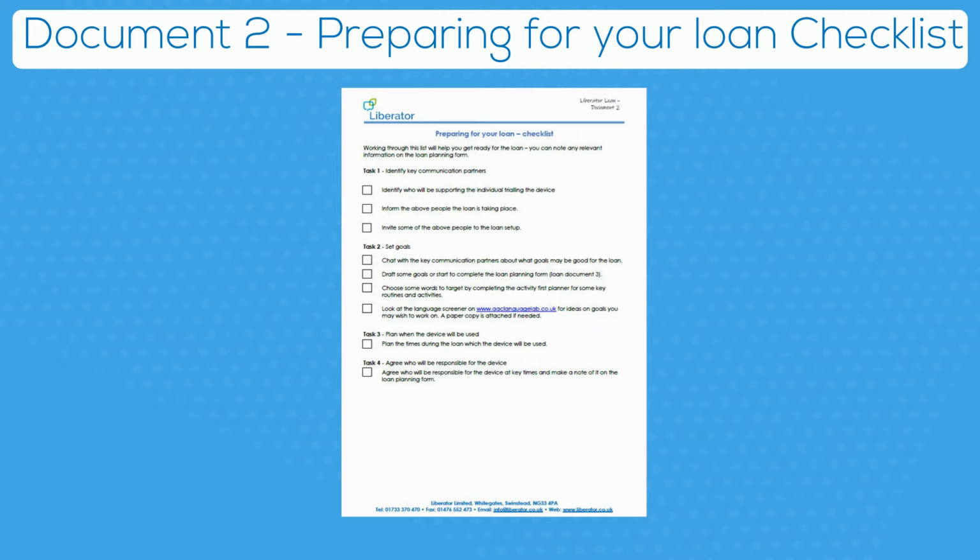The Preparing for Your Loan checklist is simply a prompt to help you stay on track when thinking about your loan. It provides an at-a-glance consideration of all the things that are in your first document and can be useful as a point of reference when completing your loan planner. It may be that you want to have a look at your loan planner prior to your loan setup meeting, and this is okay. Let's take a look at one now.